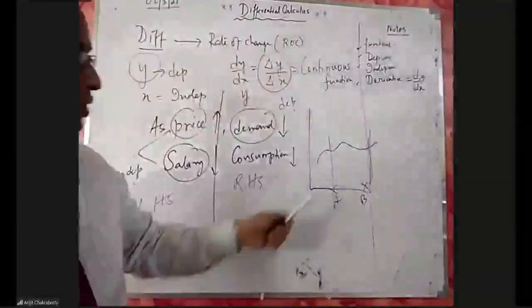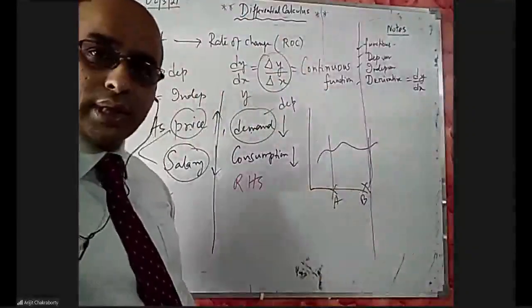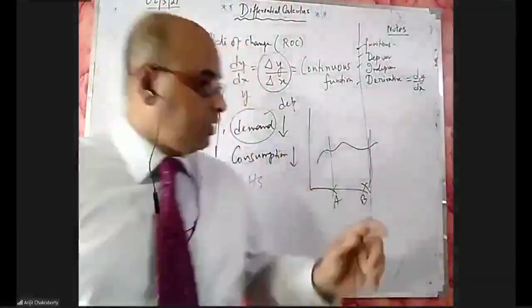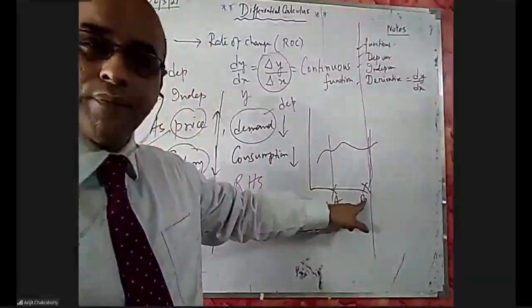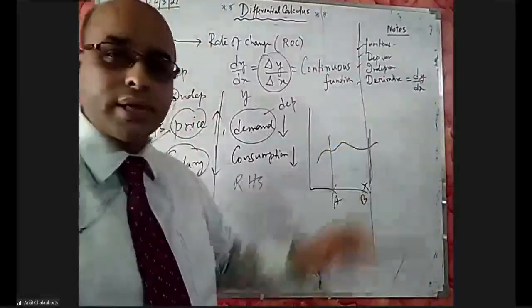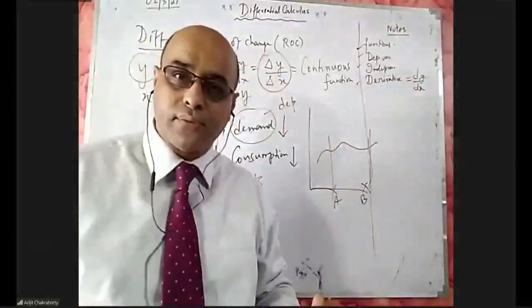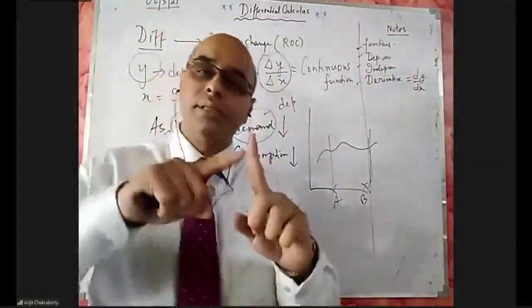Please see, the graph is continuous, right? That means there is no point of discontinuity. That means between the point A and B, the graph is continuous. There is no break in the graph. There is no sudden discontinuity in the graph. That means the function is continuous.